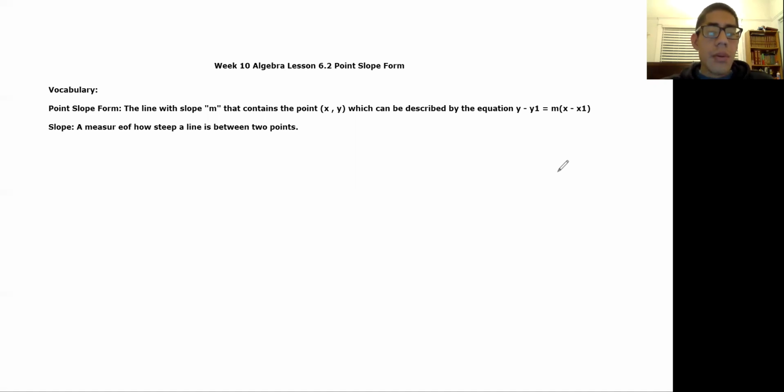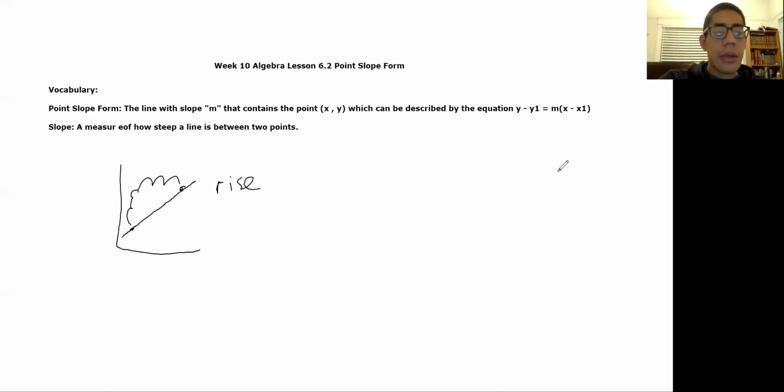And this is referring to M. M is referring to slope. The definition for slope is also there. It is a measure of how steep a line is between 2 points. So just a basic reminder of what it is in case you forgot. 2 points, right? There's a line that goes through them, and that rise over run between the 2 points is considered your slope or your M value, right?